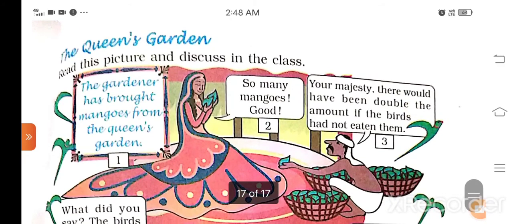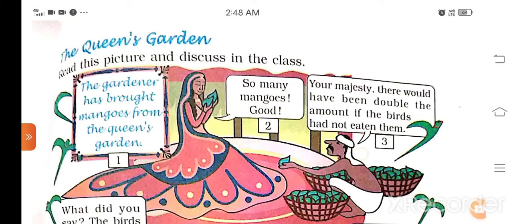This is a short story. The Queen's Garden. The gardener has brought mangoes from the Queen's Garden. Here, a gardener is there, and he has so many mangoes. He has three baskets full of mangoes, and these mangoes are from the Queen's Garden. So the queen is very happy. She is saying, so many mangoes.